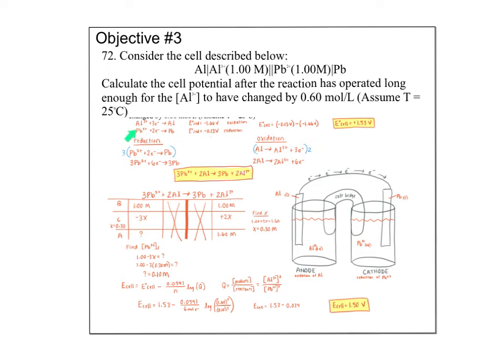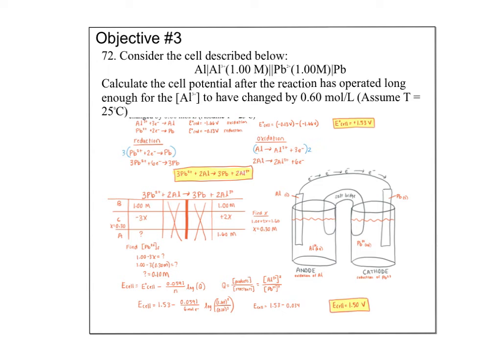So reduction cathode is the Pb, which means the aluminum is my oxidation, and so that's going to have to flip. Let's solve for the standard E cell before we start to adjust anything. So I'm going to take the cathode value minus the anode value. So that's negative 0.13 minus a negative 1.66. So I get a standard E cell of 1.53. So when Pb is reduced and Al is oxidized, we get a positive voltage on the wire.